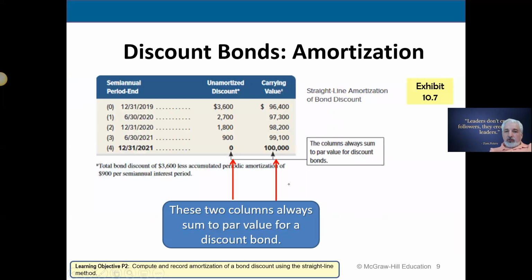This is how it flows. Every 6 months, when we make an interest payment, on a straight line basis, we're going to amortize that $3,600 to the tune of $900, $900, $900, $900 every 6 months as we pay interest.